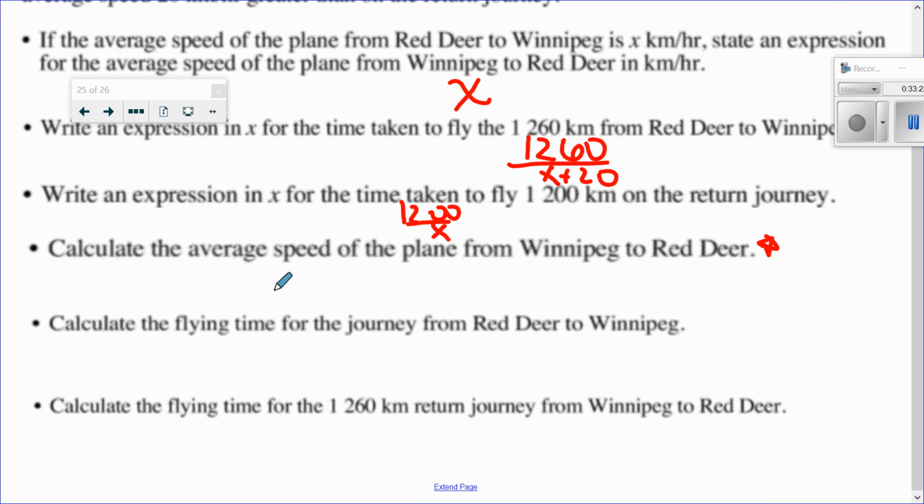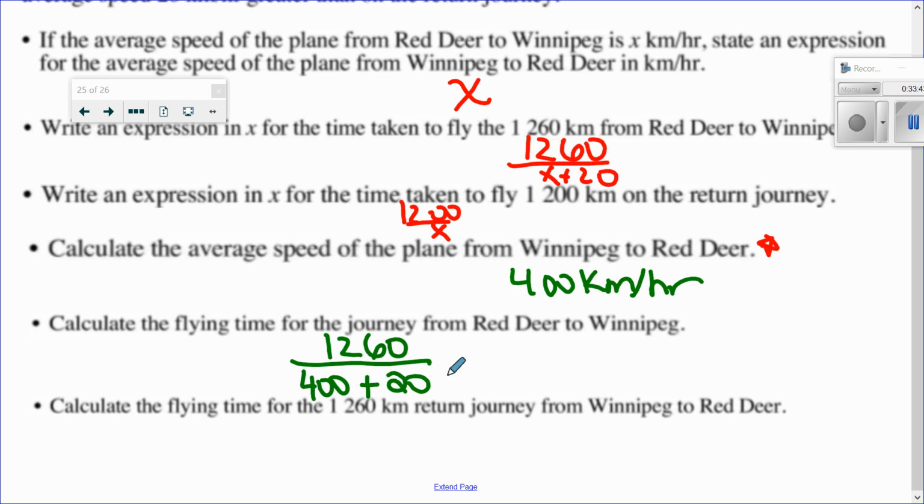Okay, so over here it says calculate the average speed of the plane from Winnipeg to Red Deer. That was the x, so that is 400 kilometers per hour. Then it says calculate the flying time for Red Deer to Winnipeg. So the time from Red Deer to Winnipeg was 1,260 over x, which is 400, plus 20. So that's 1,260 divided by 420. I'll put that into my calculator, and I get that that is 3 hours.